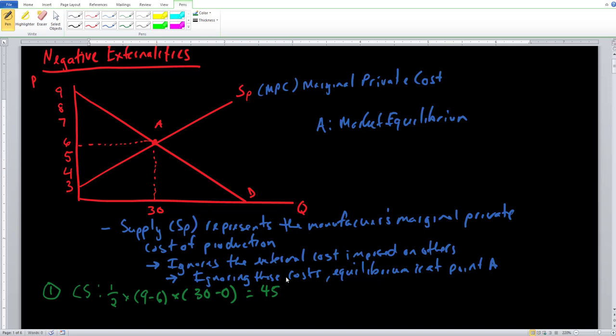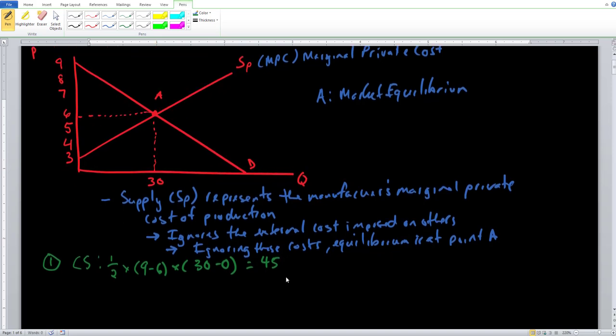We can do the same thing in terms of producer surplus. Producer surplus is the area below the price but above the supply curve. So here, this triangle, the bottom triangle right here, the height is 6 minus 3. The base is 30 minus 0. It is a triangle once again. So producer surplus, 1/2 times 6 minus 3 times 30 minus 0. We have the same base right here, and we get $45 worth of producer surplus.